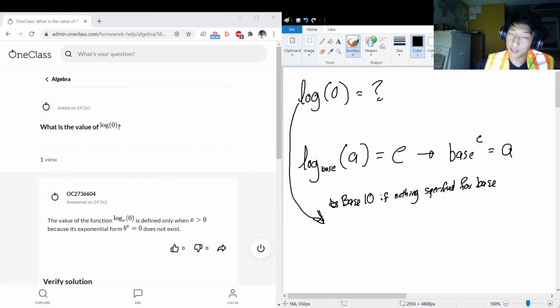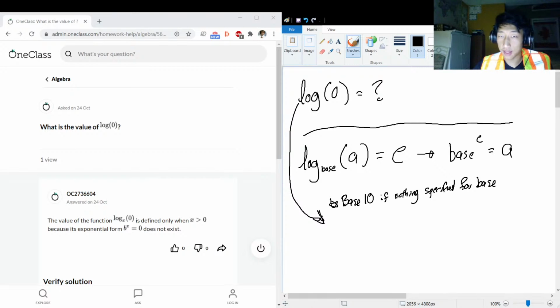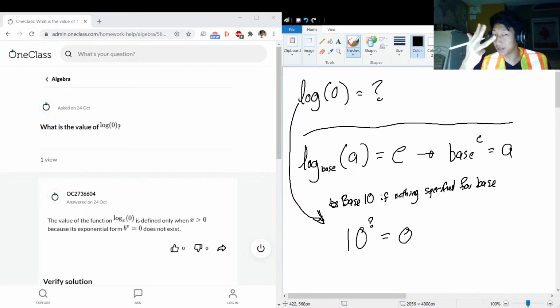the log of 0. Along these lines, it's basically saying 10 is the base, right? So 10 to the power of something is equal to 0. Now, what does it mean to do to the power of? To the power is to multiply it over and over again, right? So 10 to the power of 2, that's 10 times 10. 10 to the power of 3, that's 10 times 10 times 10. 10 to the power of 5 is 10 times 10 times 10 times 10 times 10, 5 times.